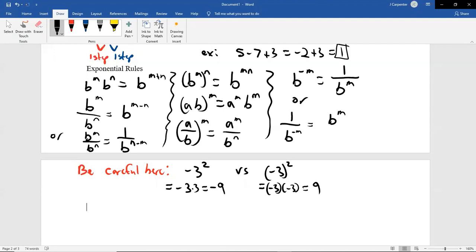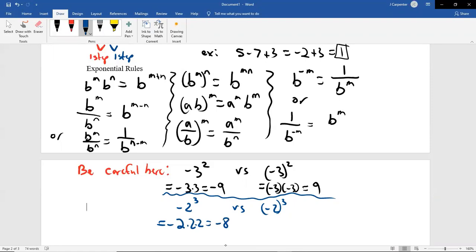Now here's what's interesting. When your exponents are even, it leads to different answers. If your exponents are odd, though, you actually get lucky. Let's say we had -2 to the third versus -2 to the third in parentheses. So this first one is just a single negative, then 2, 2, 2. -2 times +2 is -4. -4 times +2 is -8. But this other one, that's 3 of these negatives. -2 times -2 is +4. +4 times -2 is -8. So you actually get the same answer, but the work looks different.